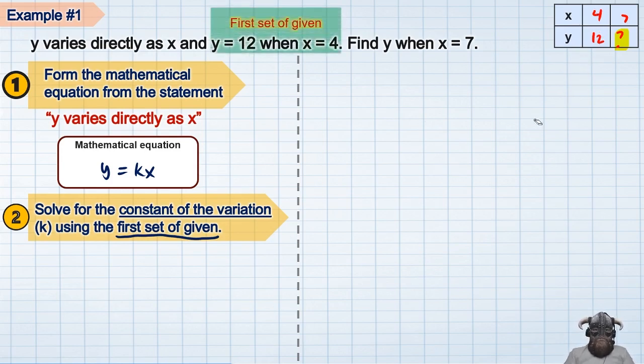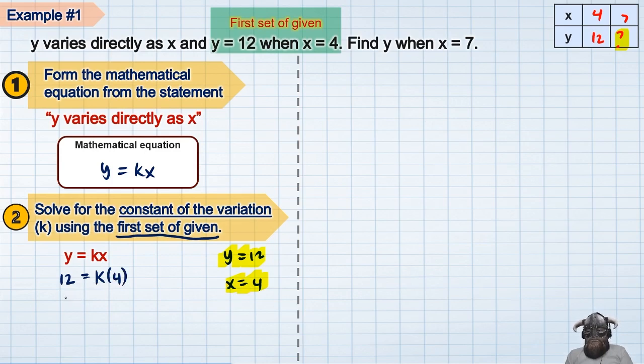Doon naman sa mismong statement, yung unang binigay na values ni x tsaka ni y. So, we will use y is equal to 12 and x is equal to 4. So, from there, we'll once again use the mathematical equation na na-form natin, which is y is equal to kx. Now, all we need to do is to substitute y. Gagawin natin 12 kasi dito, y is equal to 12. Then, we will also substitute 4 on the value of x because here, the value of x is 4 sa first set of given natin.